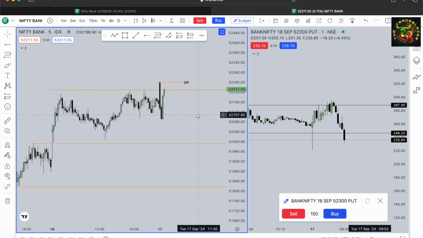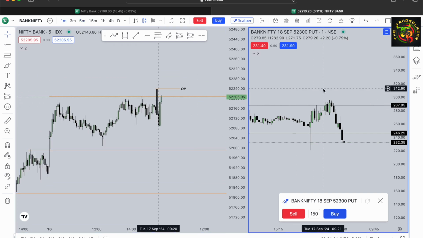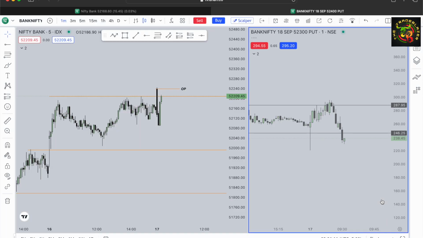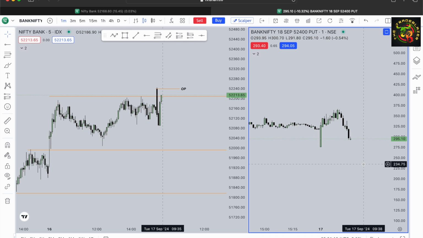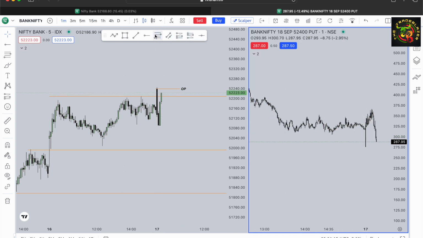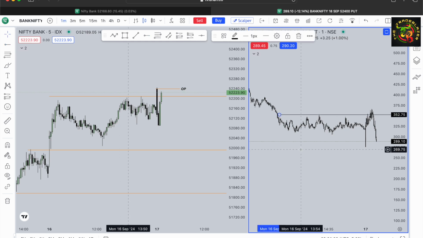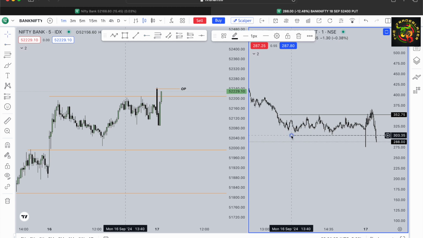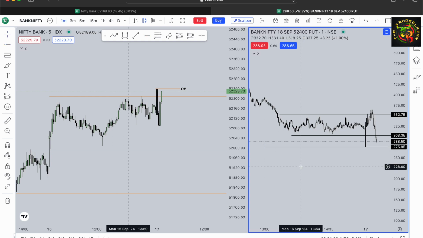Since the market has moved a bit higher, let me change the strike price accordingly. From 200, I will change it to 400 put, 52,400. I always prefer to be in the money, at least with a difference of 150 points. So let me wait until I get a nice bearish confirmation price action pattern, so that I can short the market here.